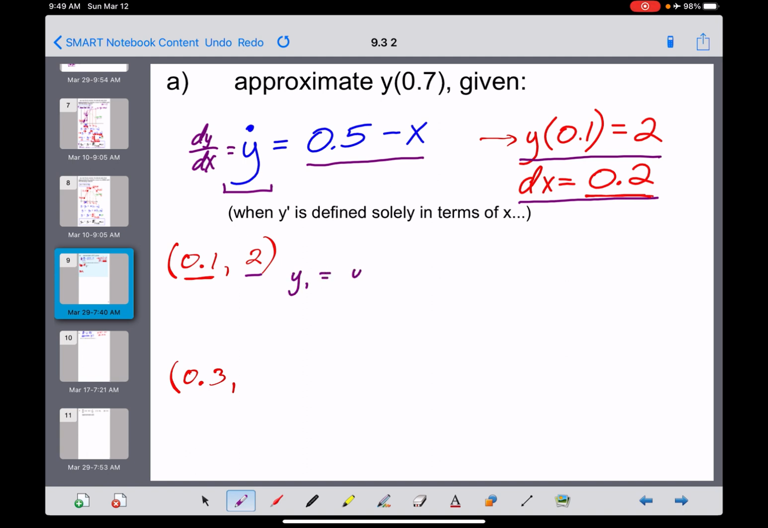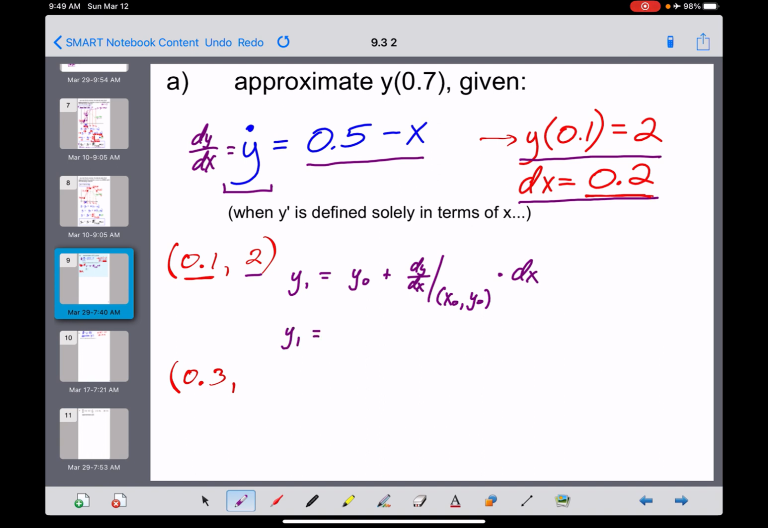So that will equal y naught plus our derivative, dy dx or y prime or whatever you want to call it, evaluated at the previous ordered pair, x naught comma y naught, but then that gets multiplied now by dx or delta x. You can use those interchangeably here. Okay, so let's keep going with this, guys, then.